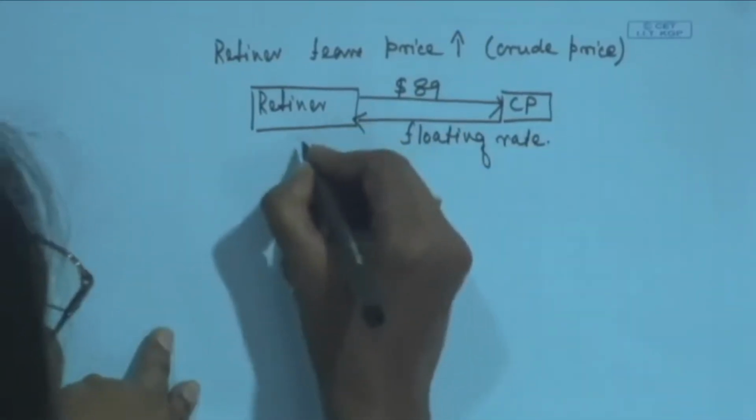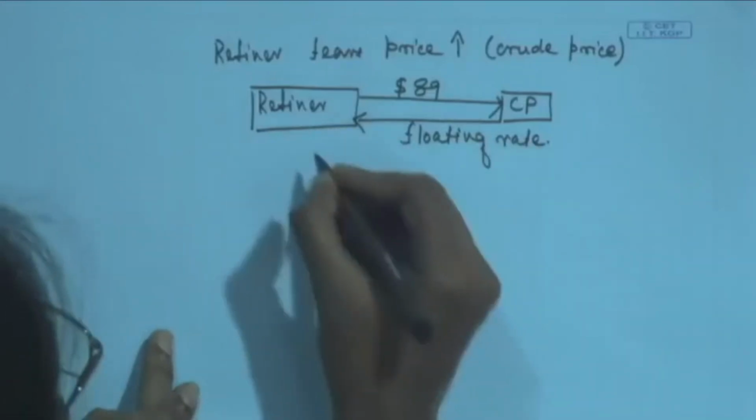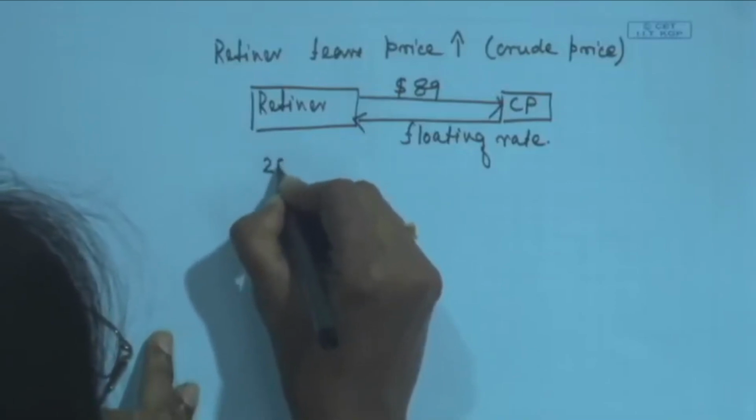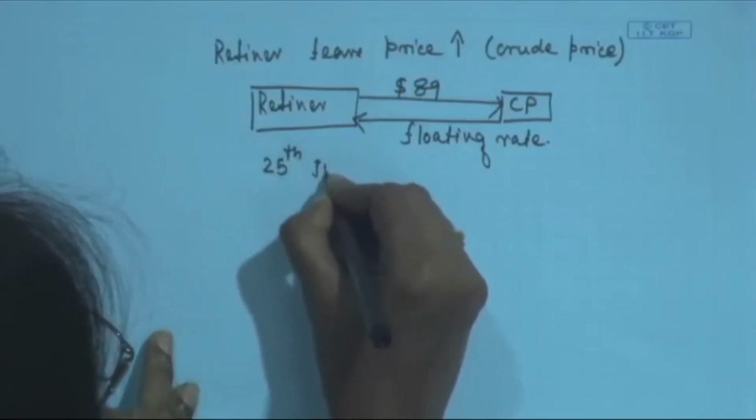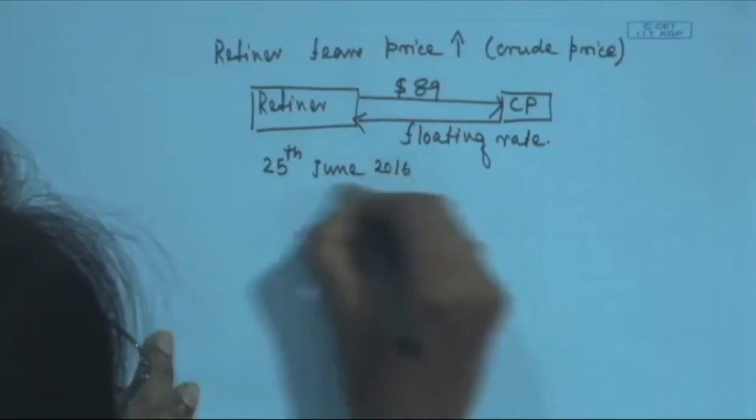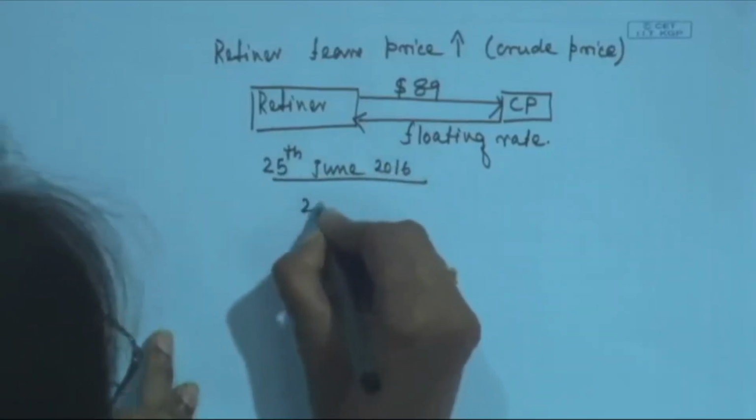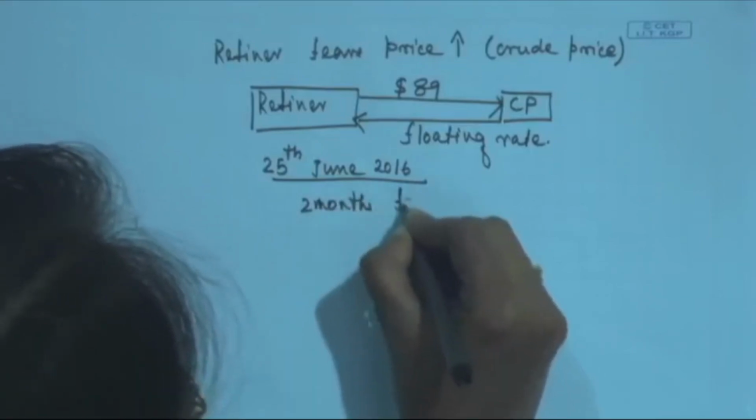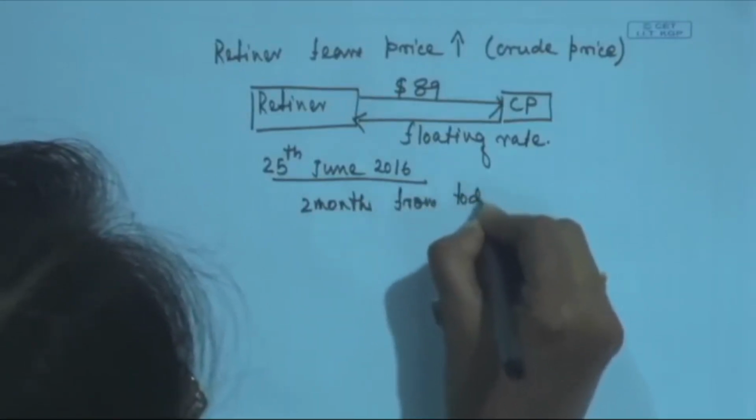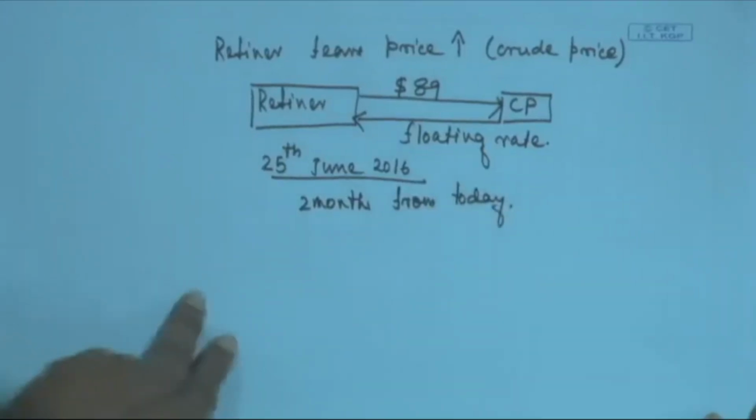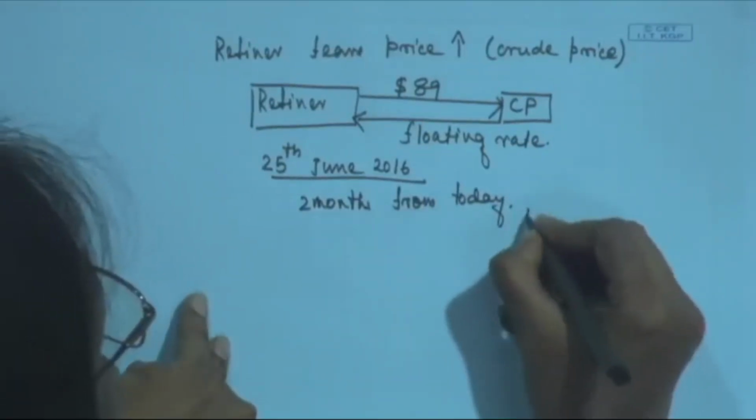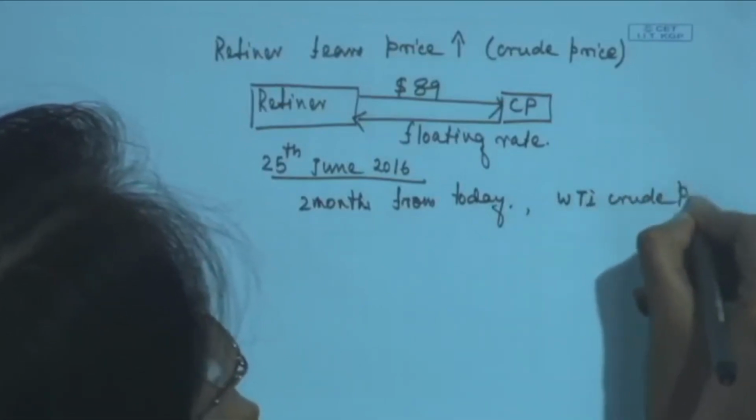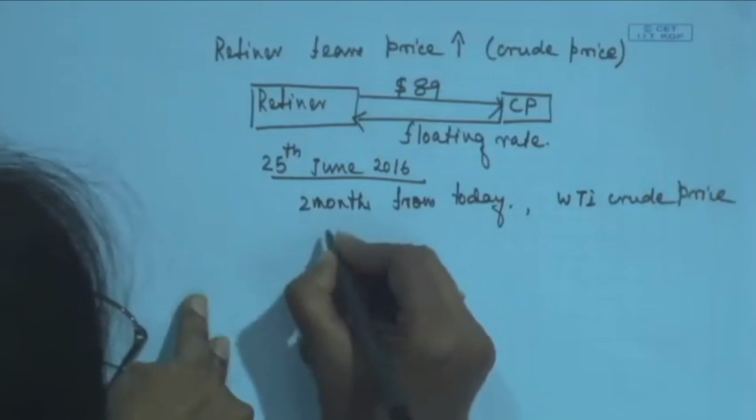Let's take this as the contract which is signed today, on 25th June 2016. So 2 months from today, let's say the WTI crude price is, let's say, $72.